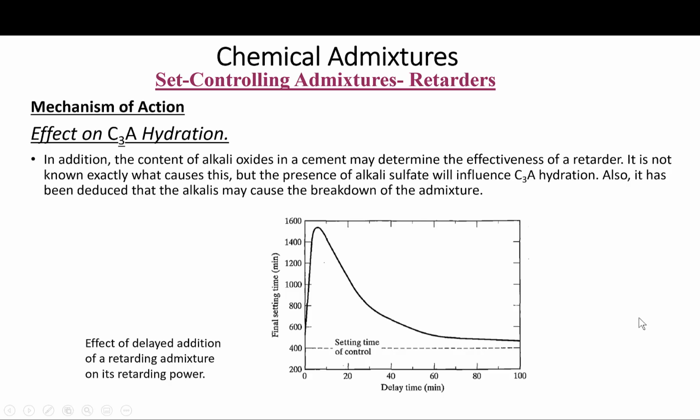Okay, this is the figure I talked about, which shows basically the effect of delay in the addition of the retarder. So basically, this is the set time of the control mix, and here is the final setting time in minutes. Look at what happened here without delay. If we delay just 10 minutes, see how far it goes. So basically, again, this information can only be obtained from actual trial batches and test data made on the same materials you are using for your project.